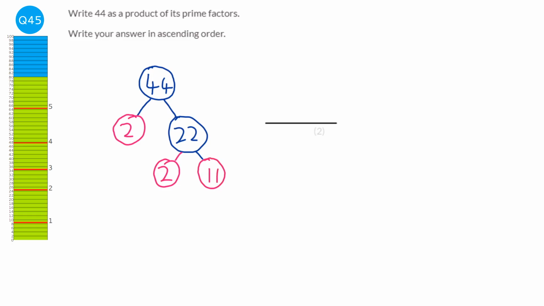Now, notice it says product of prime factors. So the prime factors are 2, 2 and 11. But the word product means times. So it's 2 times 2 times 11. Notice they're in ascending order. So it's 2 times 2 times 11. Now, if we were asked to do it in index form, we would write it as 2 squared times 11.